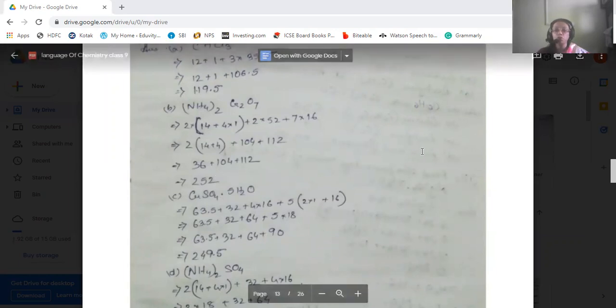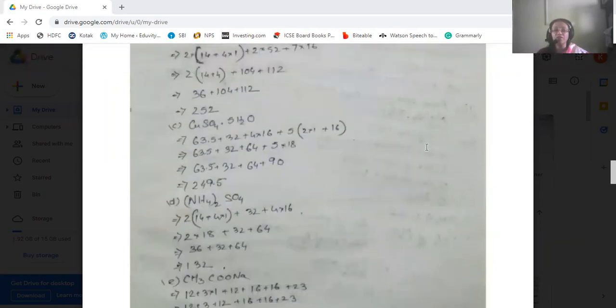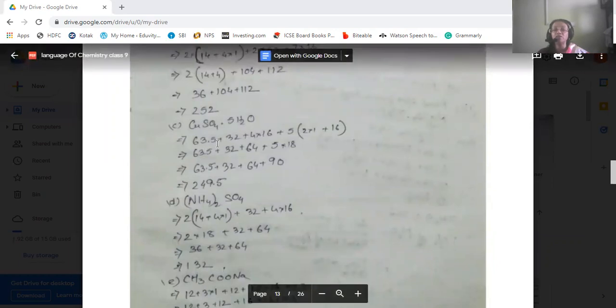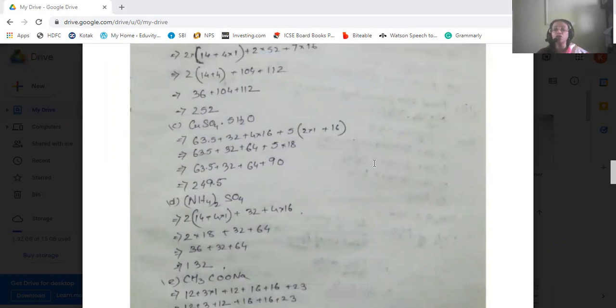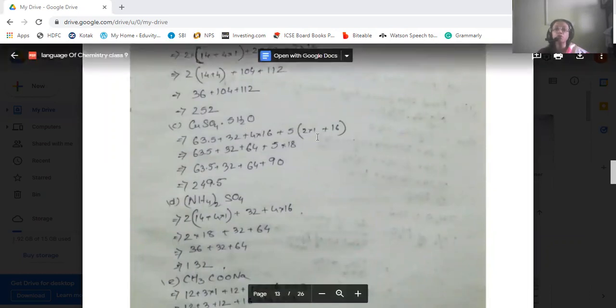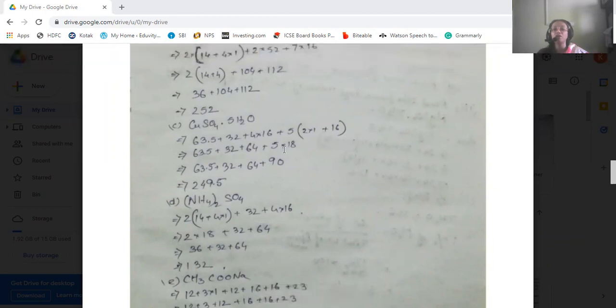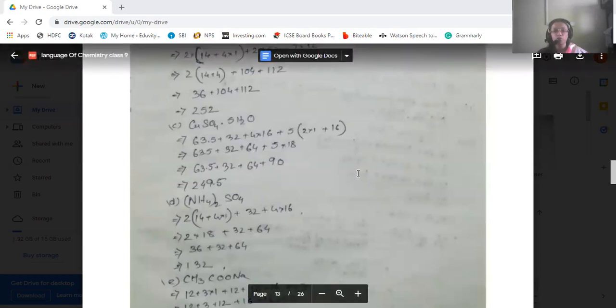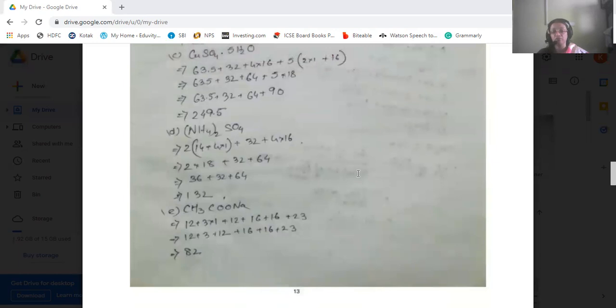The molecular mass of ammonium dichromate is 252. Then copper sulfate 5H2O, that is hydrated copper sulfate. Copper has atomic mass 63.5, sulfur 32, 4 into 16, and 5 into (2 into 1 plus 16), that is 5 into 18. So 63.5 plus 32 plus 64 plus 90 makes 249.5. You need to do the calculations on your own, so please do it first and then check it. That will help you in learning.